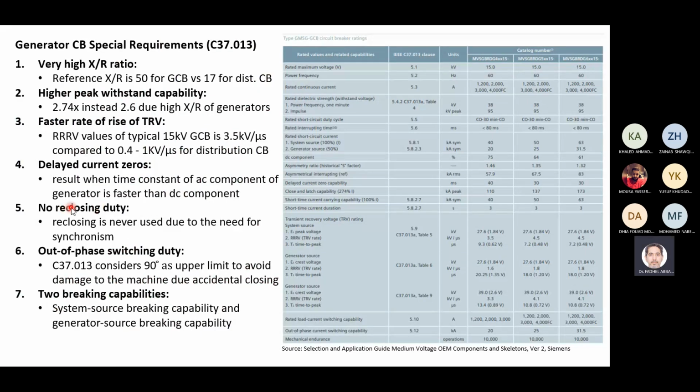And circuit breakers dedicated for generators also have out-of-phase switching duty. Because such synchronous generators are synchronized, you might switch while it is not synchronized. So you might switch a breaker out of phase. Okay, so they are also rated for out-of-phase switching. Unlike a distribution circuit breaker, you don't need synchronization, so there is no need for these specifications.